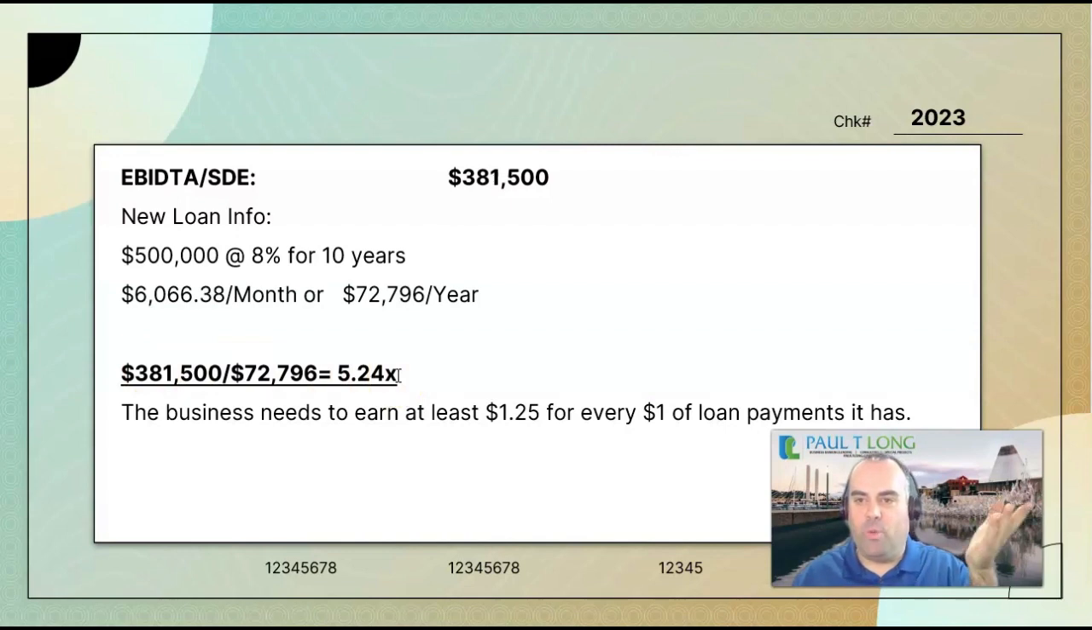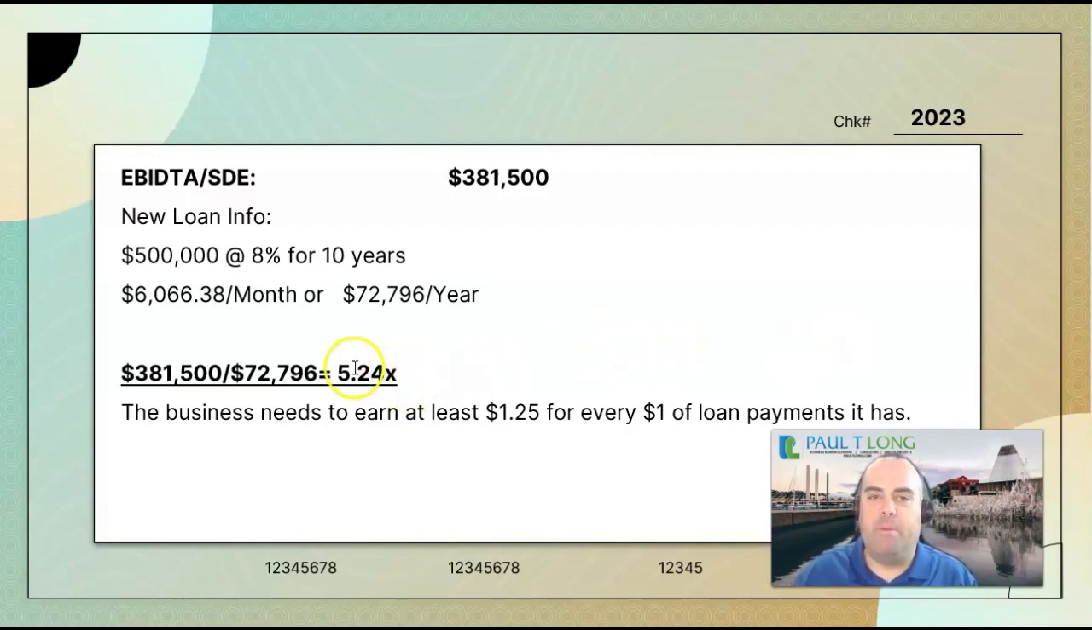So again, we're looking for 1.15 to 1.25, 1.3, somewhere in there. So it's substantially above that. So that means that there's revenue in there, and that's a very, very good sign. So that's how we do kind of a back of the napkin look to make sure that there is money available to service the new debt.